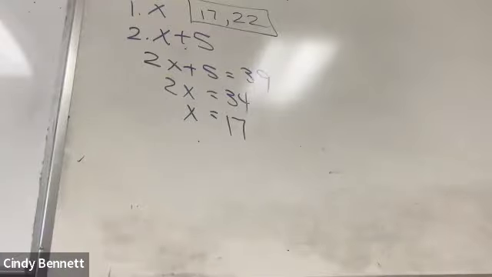All right, so number 5. The sum of 2 consecutive even integers is 46. So we have the sum again. Does it say consecutive or even? Oh, even. So the first one's going to be x, the next one's going to be x plus 2.